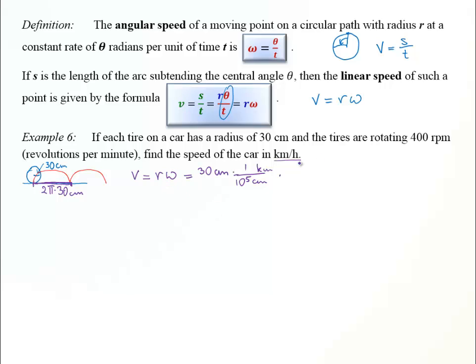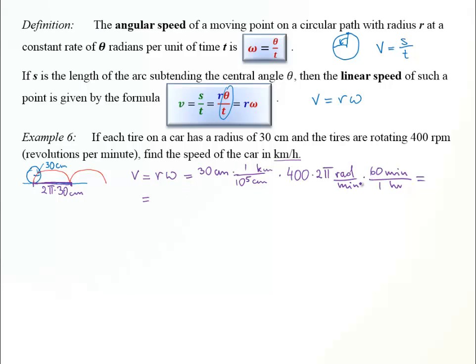What's our omega? Well, omega is connected with this piece of information: 400 revolutions per minute. So 400 times 2 pi gives me radians per minute. We need to convert revolutions into radians. But then the answer must be in hours, so another conversion, get rid of minutes, bring hours. 1 hour corresponds to 60 minutes. Okay, so it looks like we have everything that's needed.